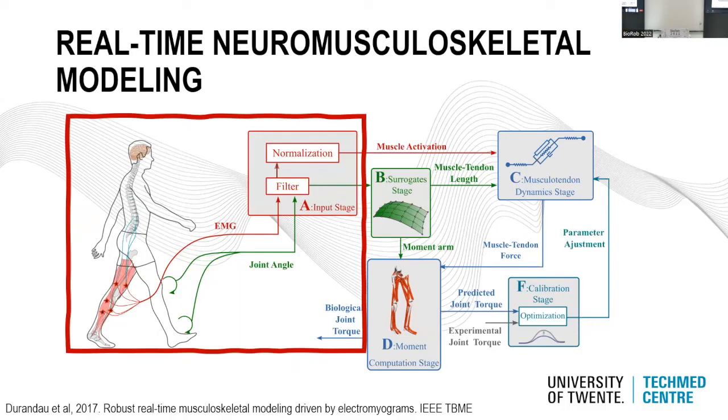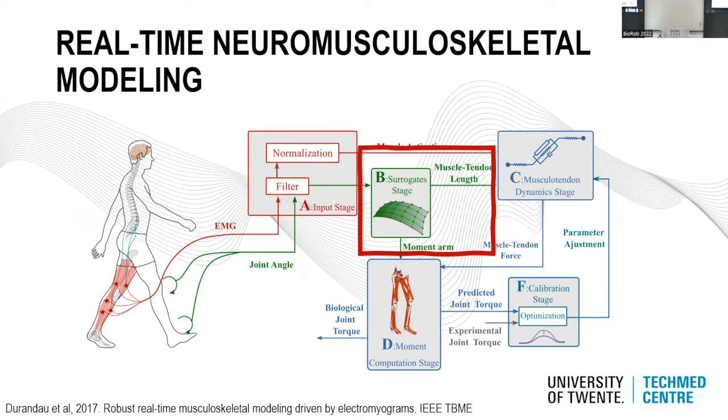to feed this model. We're going to feed this model with biosignals that are directly recorded on the subject. So we're going to record EMG signal to get muscle activation and joint angle to update the kinematic state of the muscle model. And to get access to this kinematic state of the muscle model, so mainly the muscle tendon length, but also the moment arm of this muscle, we use a surrogate stage that is based on spline to compute from joint angle, moment arm, and muscle tendon length.